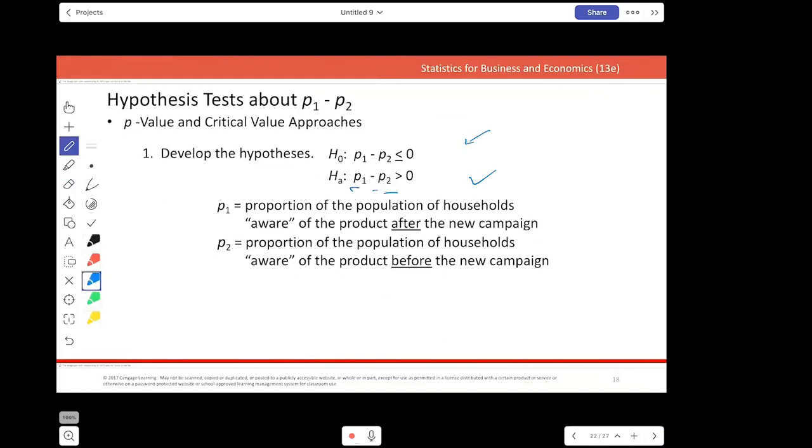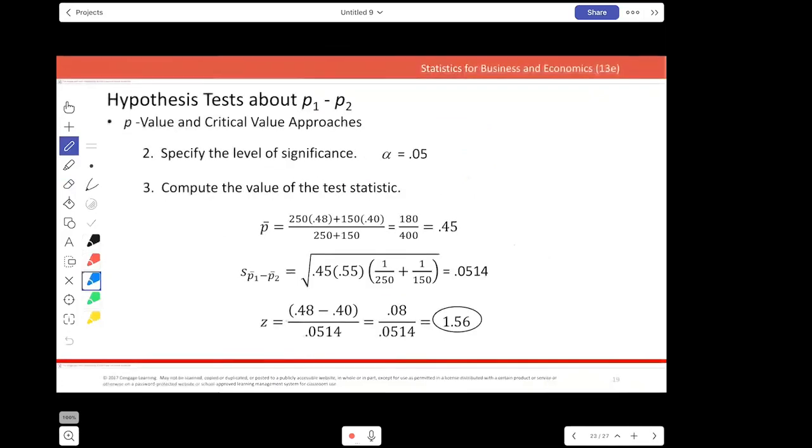All right? So that's step 1. Step 2, level of significance. The level of significance helps us to determine the decision rule. If we're applying the p-value approach, then we must make sure that p-value is less than alpha. But if it is the critical value approach, we need to find that critical Z value.